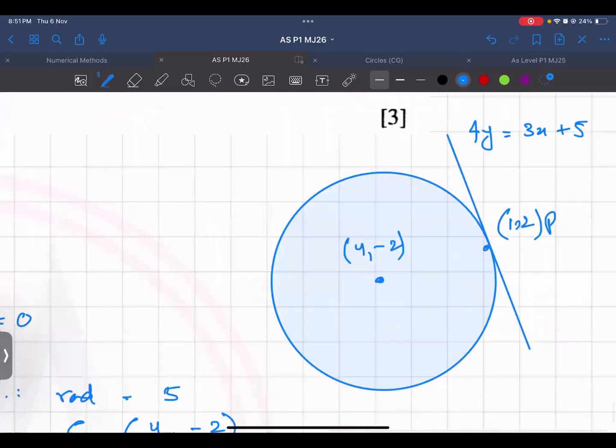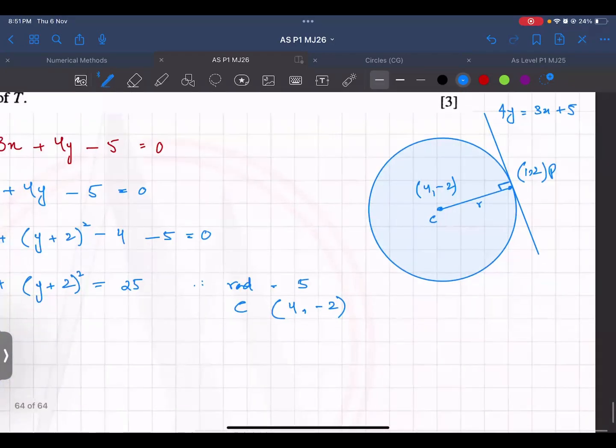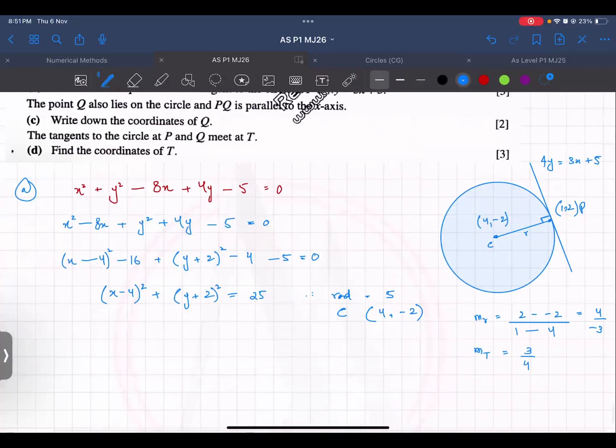So what we can do is, if we connect the center with this point P, this would be the radius, and we know that the radius and tangent, they are perpendicular. This is the property that we revised as well. Radius and tangent, they are perpendicular. So if you find the gradient of the radius, y2 minus y1, so 2 minus minus 2 upon 1 minus 4, this would be 4 upon minus 3. This is the gradient of the radius, and therefore the gradient of the tangent would be negative reciprocal, 3 upon 4. Now you have the gradient of the tangent.